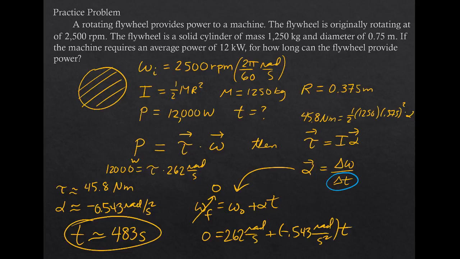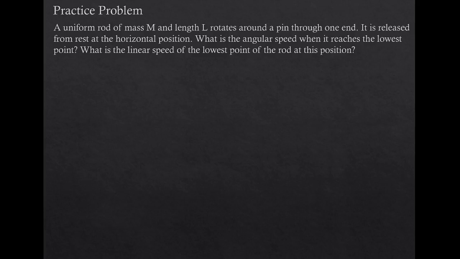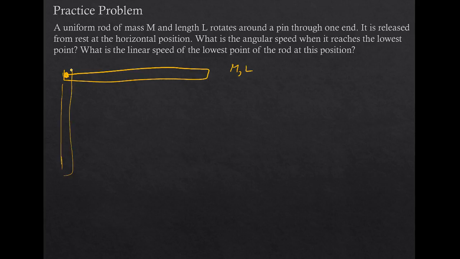Okay, let's do one more example. So now we have another rod of mass m and length L that rotates around a pin through one end. We did this in a prior segment, and it's going to be released from rest at horizontal, and we want to know the angular speed when it reaches the lowest point. So when it is vertical like this, we want to know omega, and we want to know v of the end of the rod at this point.